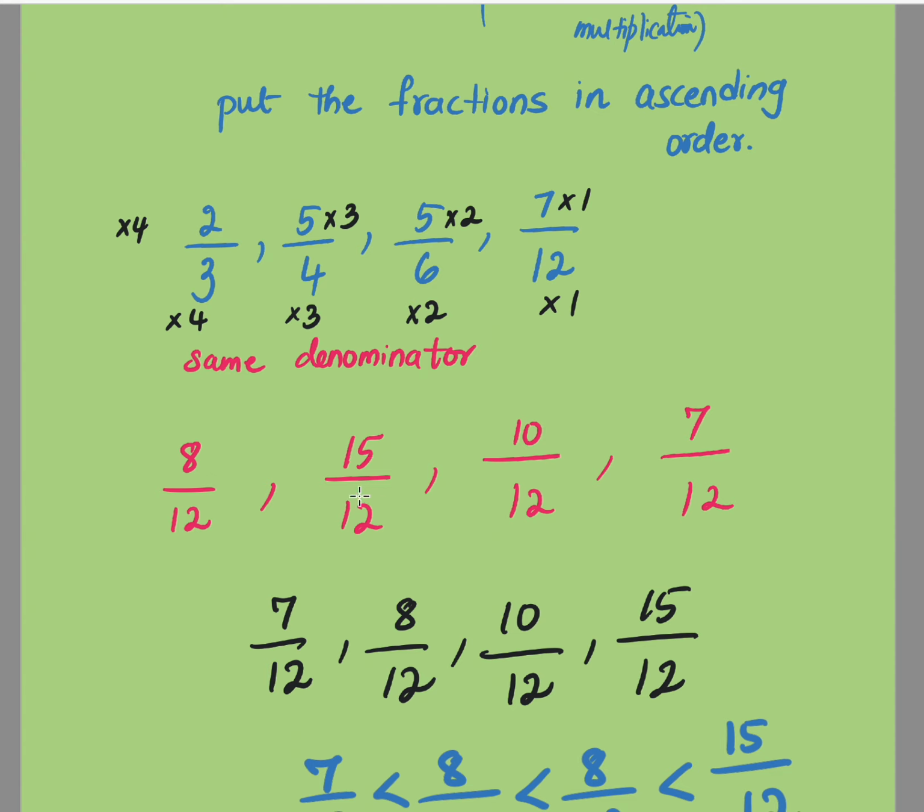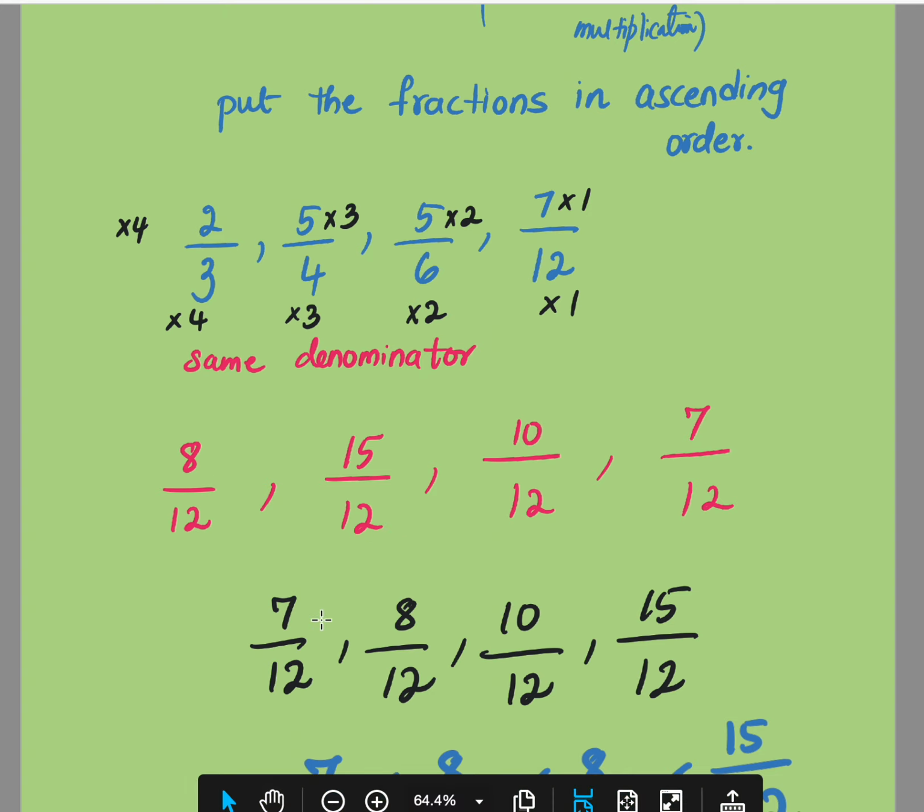So 15 divided by 12. And then you have a denominator of 6. What can you do to 6 to get 12? Which is times 2. So multiply both the numerator and denominator by 2. So 10 over 12. And finally, you already have 12. So 12 times 1 is 12. You don't have to do anything. Times it with 1. So there you go. All the denominators are 12. So it's easy to compare the numerators now.